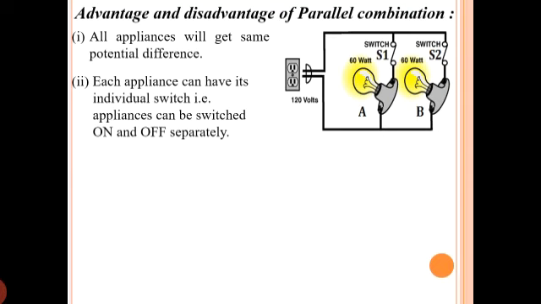So in general, we can see that in a parallel combination, bulb A, bulb B, or all the appliances can have their own switch, and we can control them individually. If you just want A to glow, we can switch on bulb A with the help of switch S1. If you just want B to glow, S2 can be switched on. If you want both to be off, S1 and S2 can both be opened, and we can do anything with the switches S1 and S2. So this is the advantage of parallel combination, which was not possible in series combination.